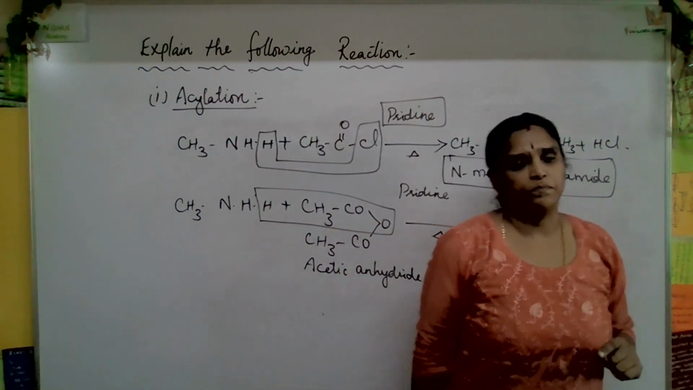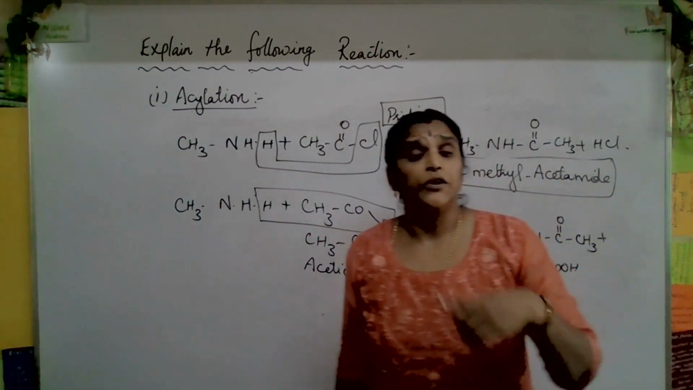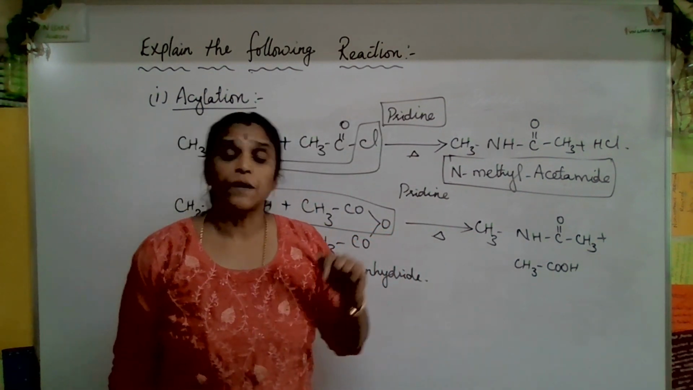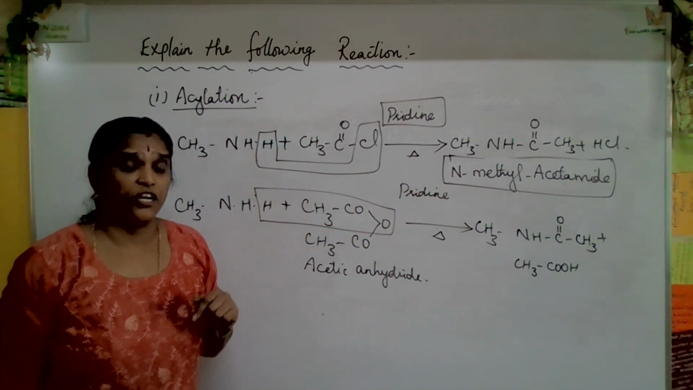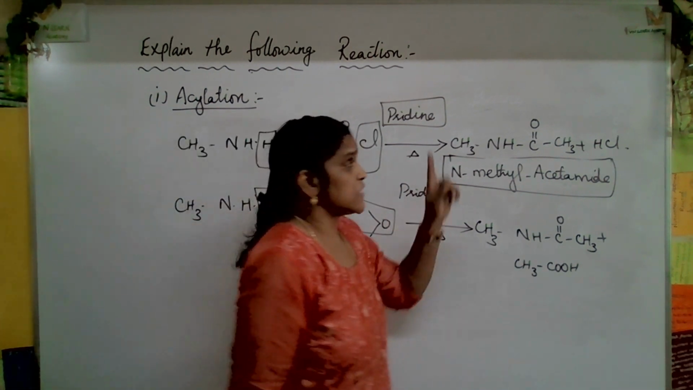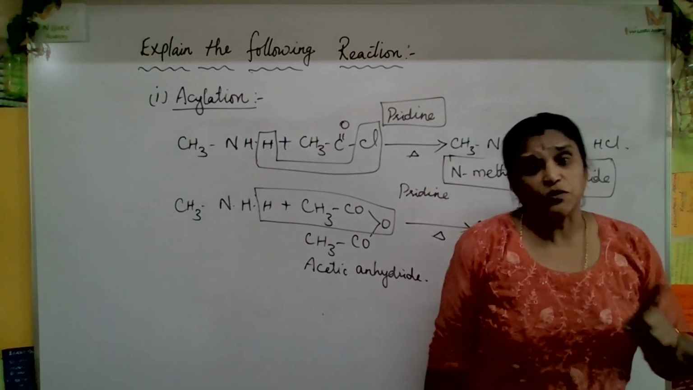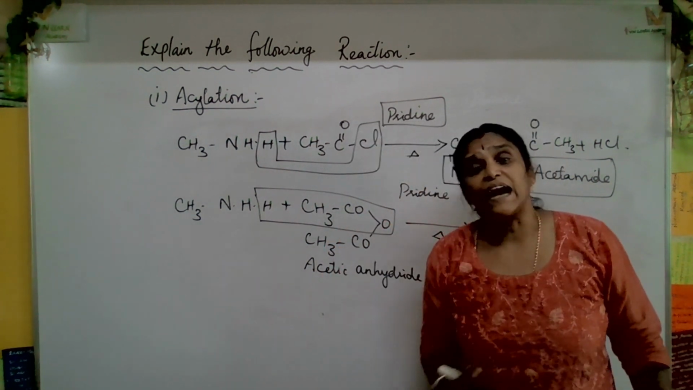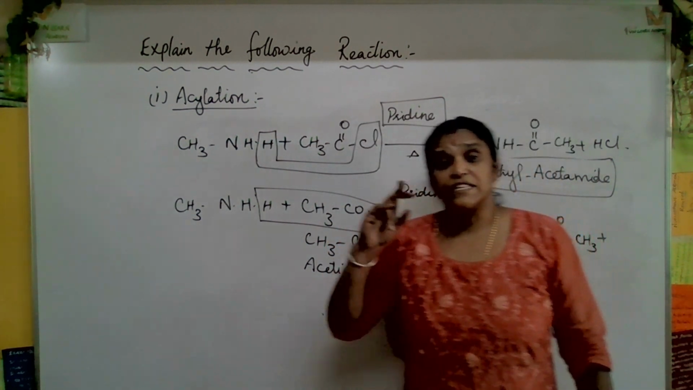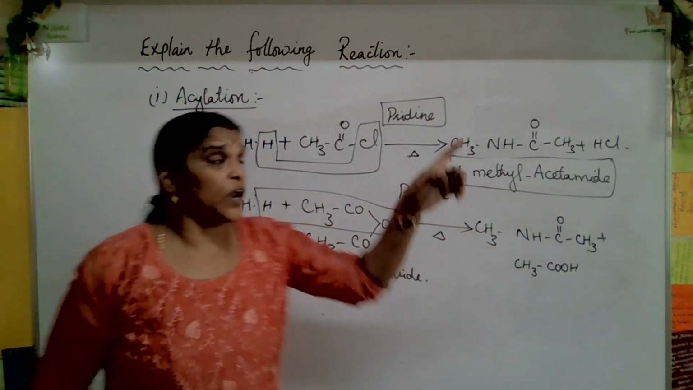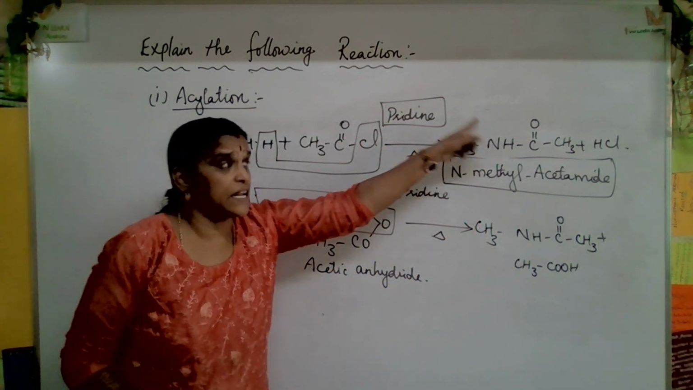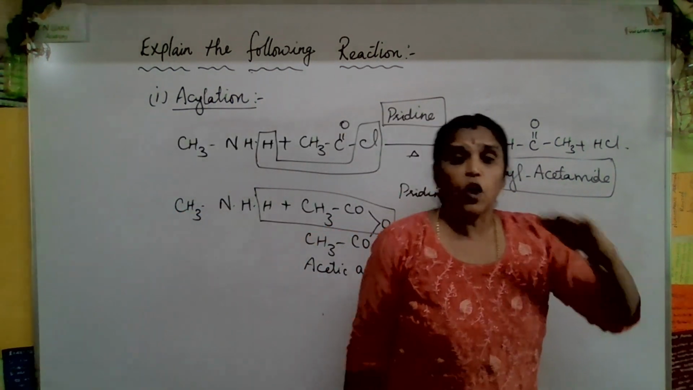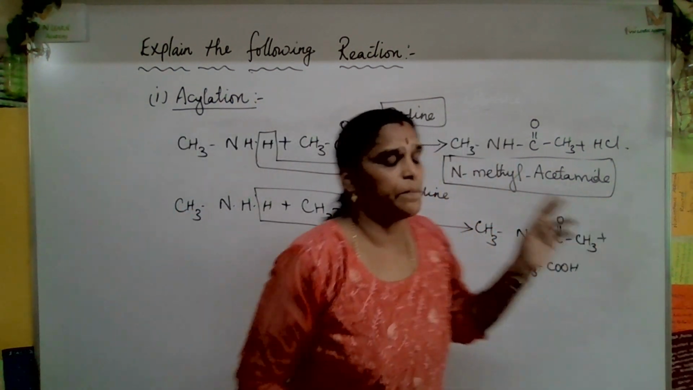Now, one more question. Aniline does not undergo Friedel-Crafts reaction. Why? Suppose if they ask such a question, what is the answer? For the Friedel-Crafts reaction, I already mentioned, the catalyst we are using is aluminum chloride. Aluminum chloride is an acidic medium, a Lewis acid, and this is a base, so you will get salt formation. To avoid that only, we are using pyridine.